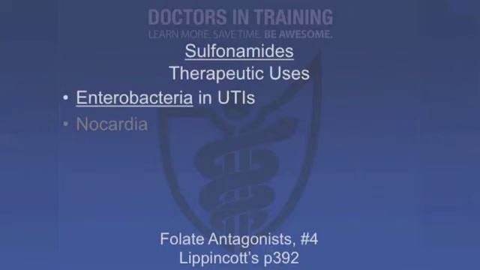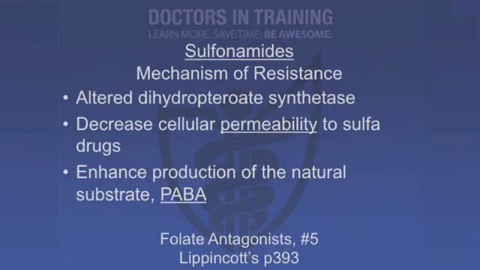So let's talk about their spectrum. They're active against selected enterobacteria in the urinary tract and Nocardia. So how do bacteria become resistant to this medication? Well, they can produce an altered dihydropteroate synthetase. They can decrease the cellular permeability to sulfa drugs, and they can have an enhanced production of the natural substrate, PABA.